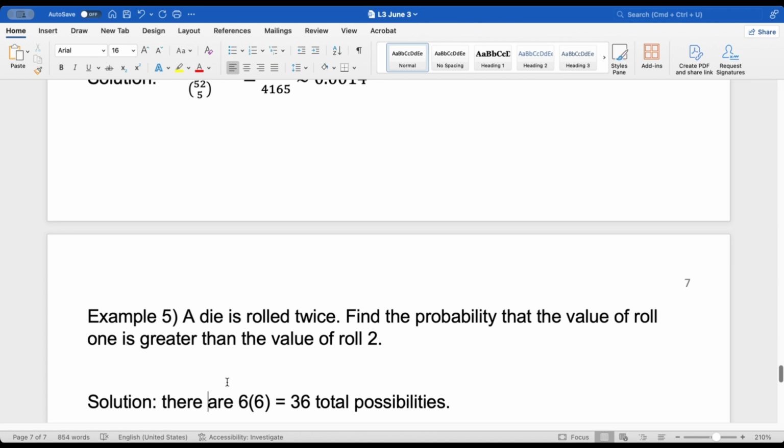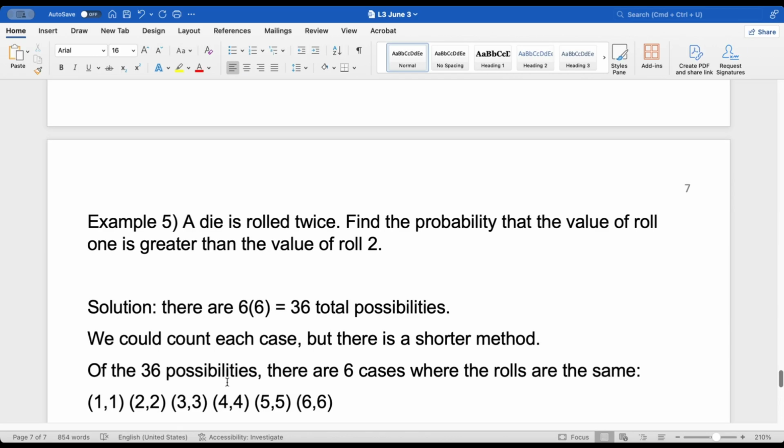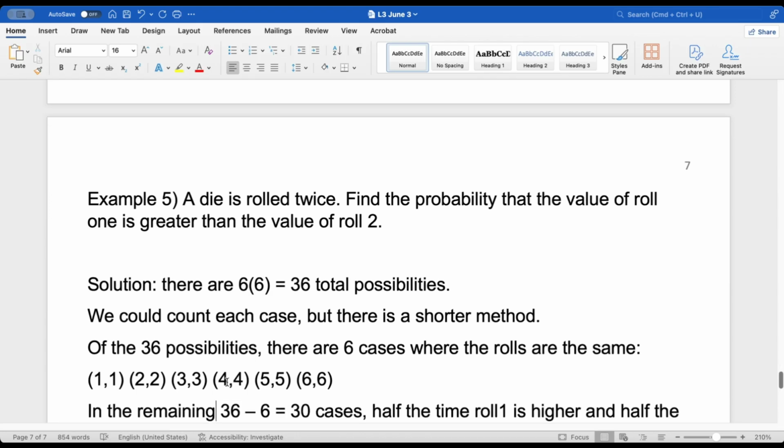Now, of those 36 possible outcomes, there are 6 cases where we have a tie, that roll 1 is equal to roll 2 if we roll the same value twice. 1, 1, 2, 2, 3, 3, 4, 4, 5, 5, 6, 6. So we can remove those, since we don't have roll 1 greater than roll 2 there. We're going to remove those ties, and that leaves us with 30 cases where the values are unequal.